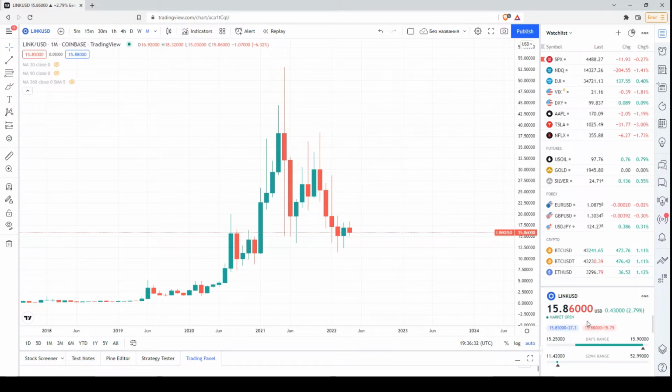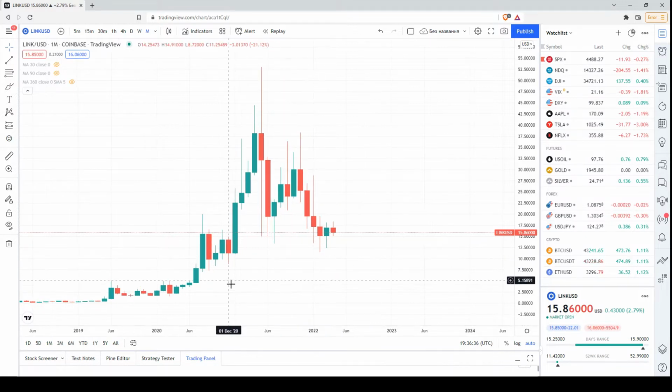The current price of one link is $15.86. This is the monthly chart, or the monthly time frame. To be honest, we are very familiar with the price chart of Chainlink in the major time frames, because I analyze it at least once, or sometimes twice, a month. So to some extent, we're very familiar with the different time frames and with this price chart.